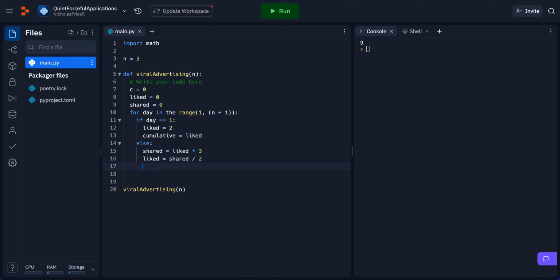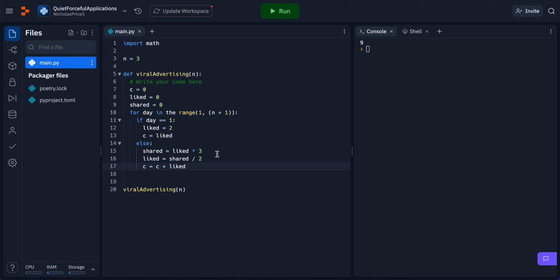So what do we have to do next? Well, we need to manipulate our cumulative variable. Oh, let me go and edit this. I just noticed that we're using C instead of cumulative, and we'll be using C instead of cumulative here as well. So what is cumulative on this day? Well, it's C, the already established value of C, plus our new liked number.